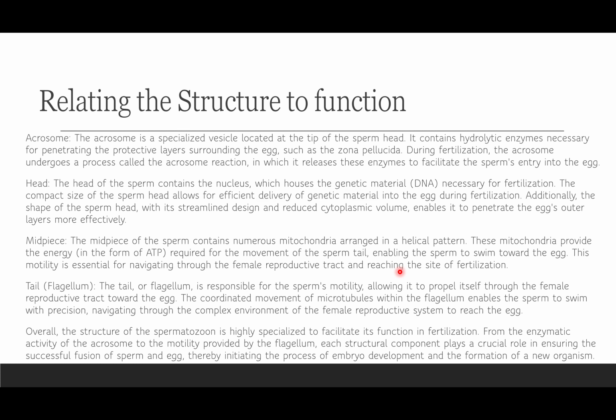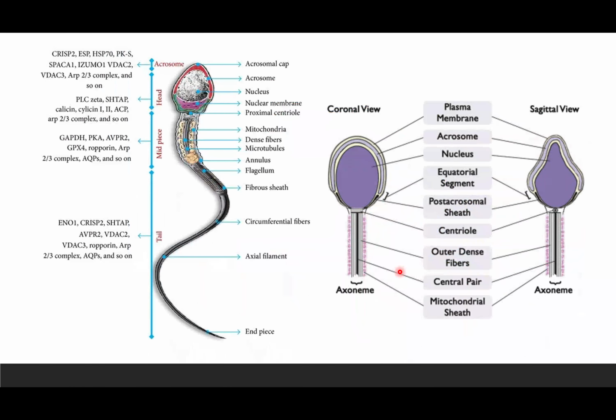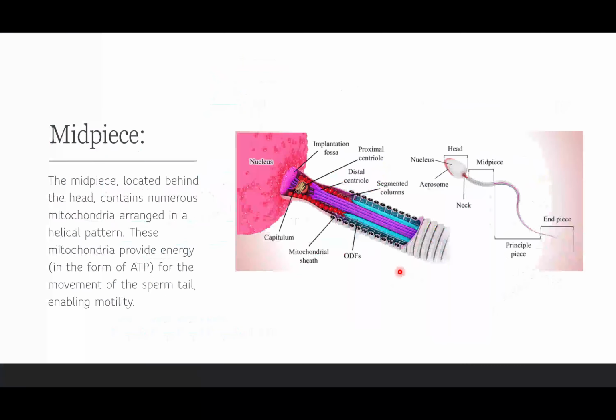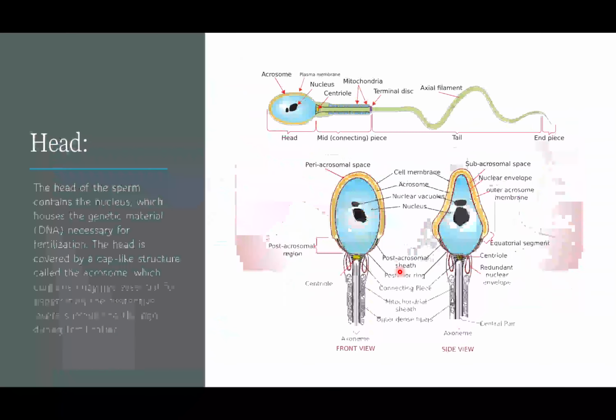We have the midpiece that contains mitochondria in a helical pattern for the movement of the flagellum, and we know that the flagellum enables the sperm's motility, right? And that is it for this presentation. We did the male reproductive system as well as how the gametes look, the structure of the gametes.